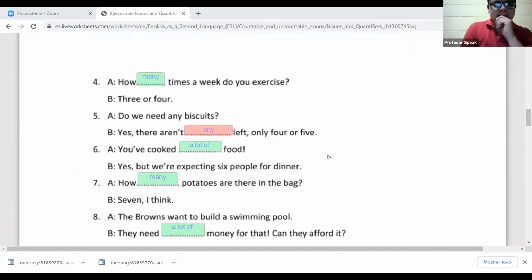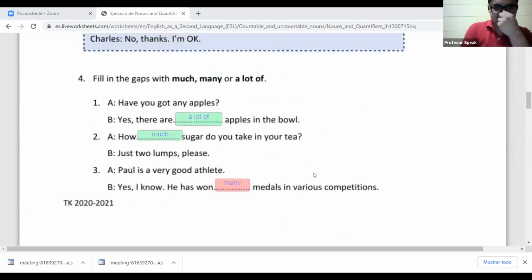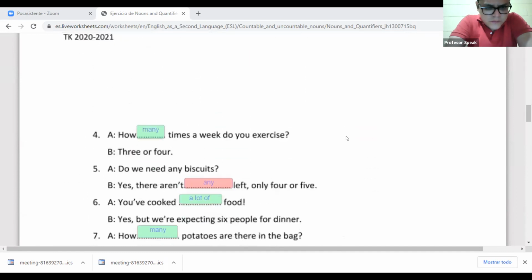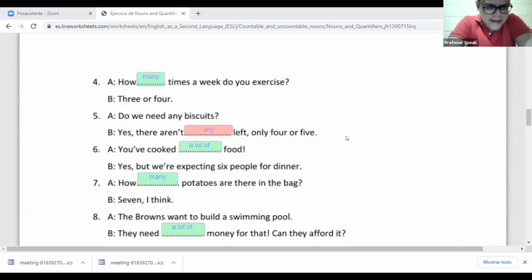Okay. Do we need any biscuits? Yes, there are. No, there aren't many. Scroll up, please, Veronica. So, much, many, or a lot of. Scroll down. Do we need any biscuits? There aren't any, only 4 or 5. Okay, look at the complement. So in this case, there aren't many left, only 4 or 5. So many. Scroll down.